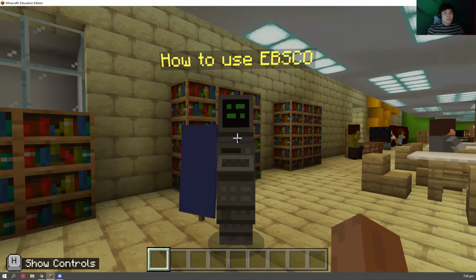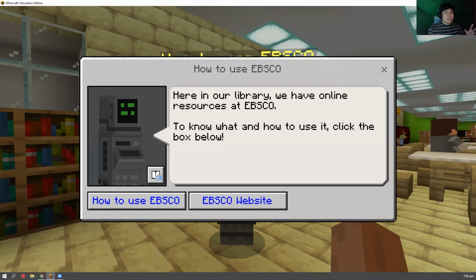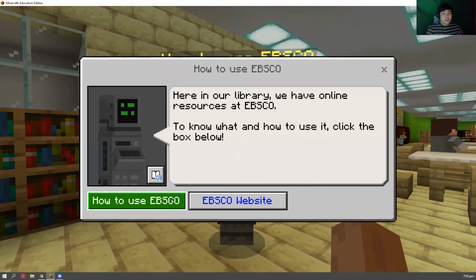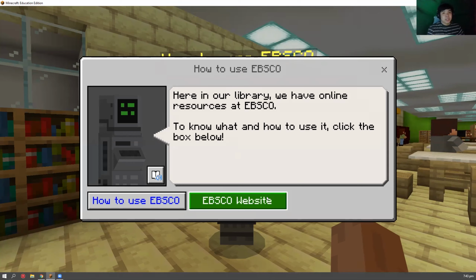Let's right click on it. And then it will say, here in our library, we have online resources at EBSCO. To know what and how to use it, click the box below. There's a video on how to use EBSCO, which we made. And then there's the EBSCO website. It's like a one-stop shop for everything that the students need in the library.